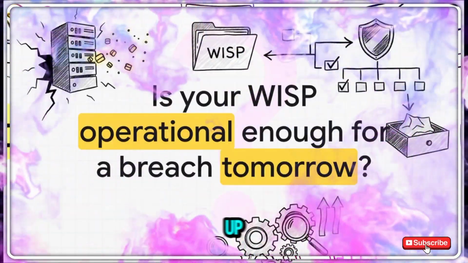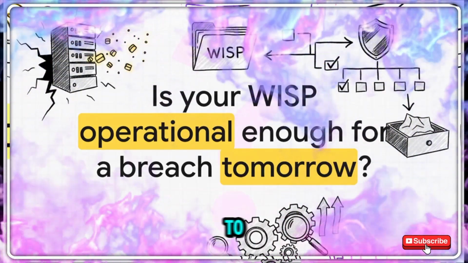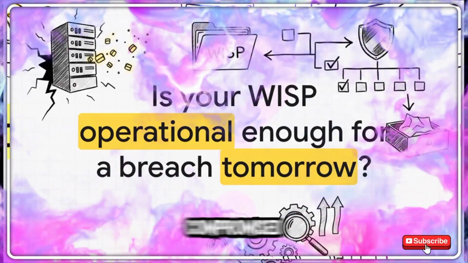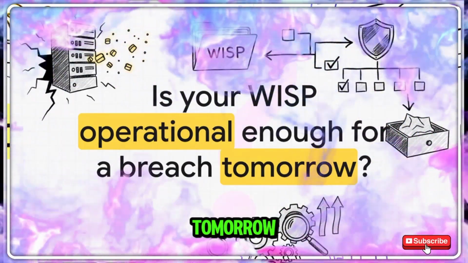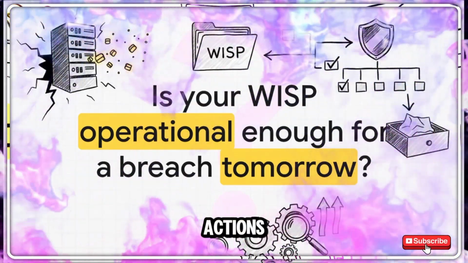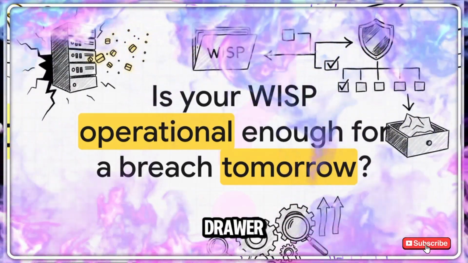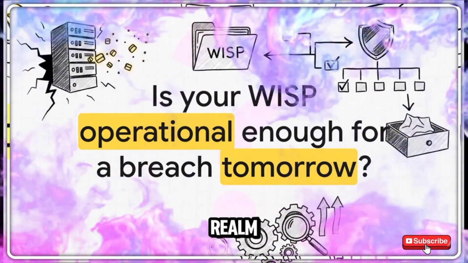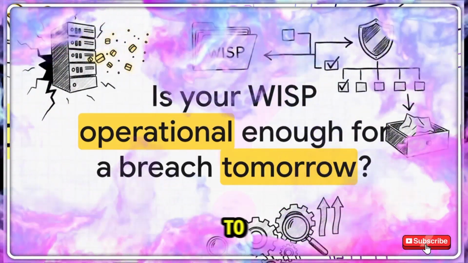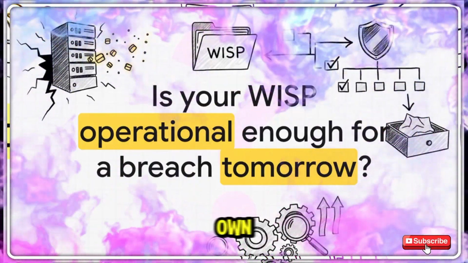We're going to wrap up this explainer with a pretty provocative clinical question for you to analyze regarding your own operations. If a systemic breach compromised your data architecture tomorrow, is your WISP operational enough to dictate your exact actions today? Or is it really just a dusty piece of paper sitting in a drawer? Remember, in the high-stakes realm of data security, hope is simply not a strategy. If you fail to deliberately engineer your defensive architecture, you have already engineered your own failure.